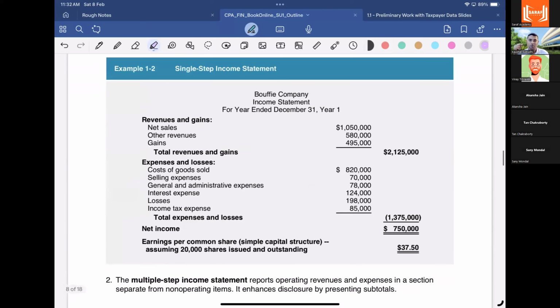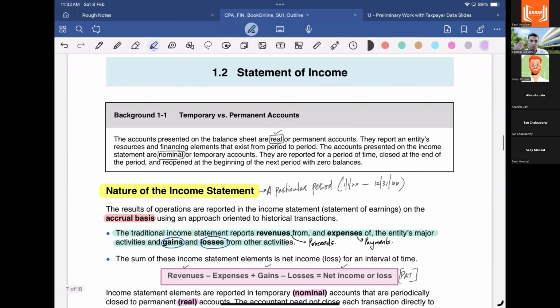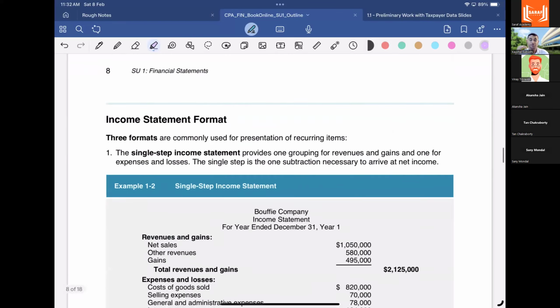I missed it. So what will you be learning? Now, as you already know a little bit about the nature of the income statement, you will be getting into the income statement format.